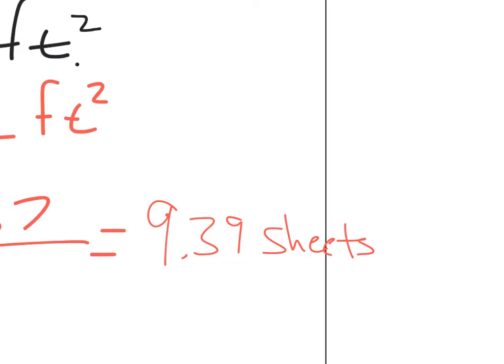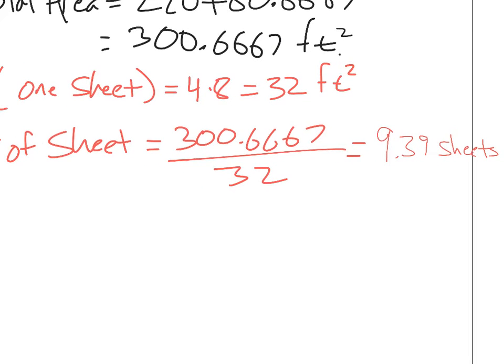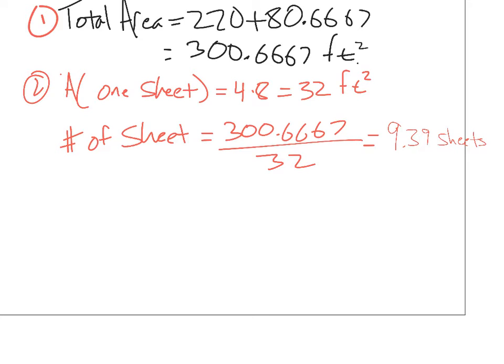Okay, no, you can't just buy 0.39 of a sheet. You got to buy the whole sheet of plywood. They're not going to sell you half a sheet. Well, they do have partial sheets, but we're going to buy full sheets is what we normally want.